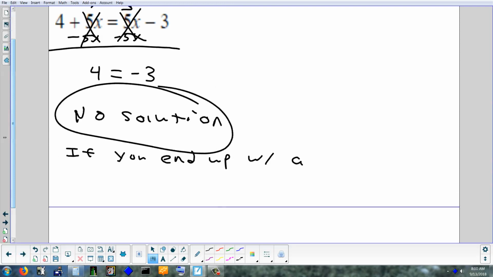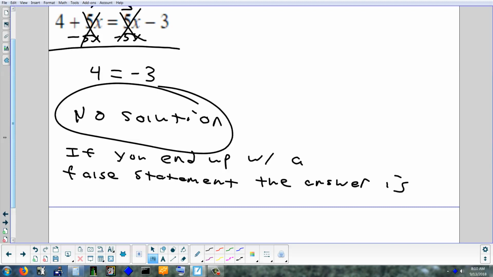So if you end up with, as Mr. Roy just said, a false statement, the answer is not false. If you write false, that'll get marked wrong. The answer is what I just circled: no solution. But that's how you tell it's no solution. You get a false statement, a statement that doesn't make sense, like 2 is 7. No, not the last time I checked. So if you end up with a false statement, the answer is no solution.